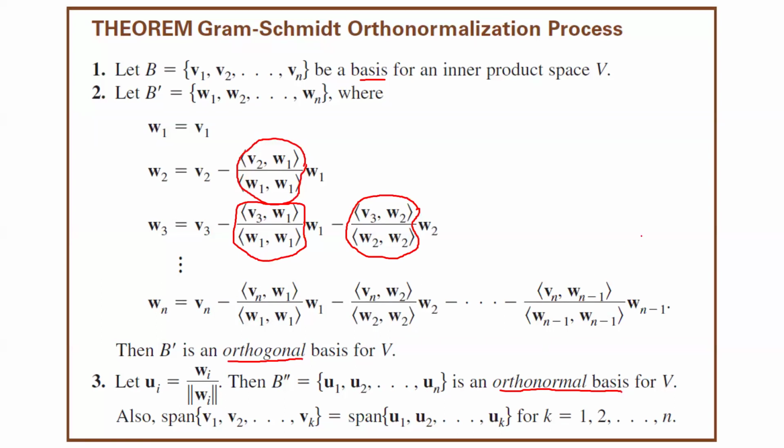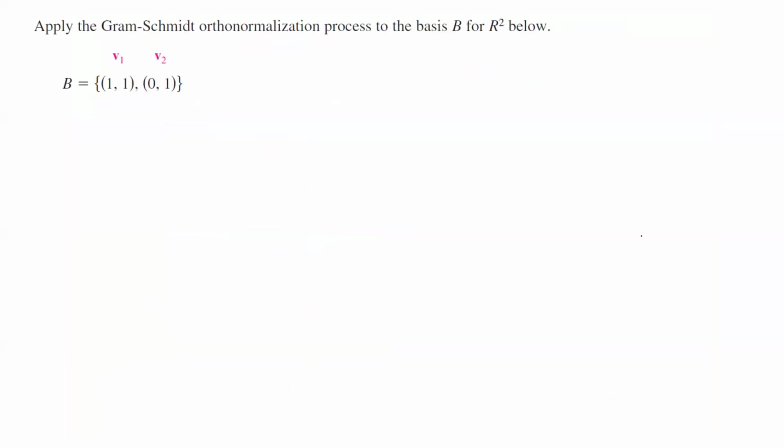I know there is a lot of algebra involved, but this is a nice method. It guarantees you can convert any basis into an orthonormal basis. For example, suppose I give you two vectors, v1 and v2. This is a basis for the plane. Now, how do we apply the Gram-Schmidt method? In this method, remember that w1 and v1 are the same.